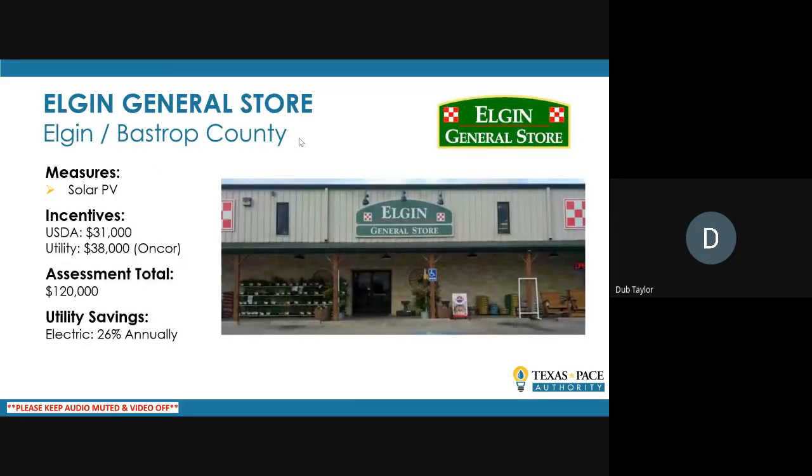Another one, the Elgin General Store. This is a rooftop solar project. Here, in addition to incentives they secured through the U.S. Department of Agriculture, they secured a $38,000 rebate through Encore, the investor-owned utility that had incentives available for rooftop solar. So the assessment total there, $120,000, and significant electricity savings.